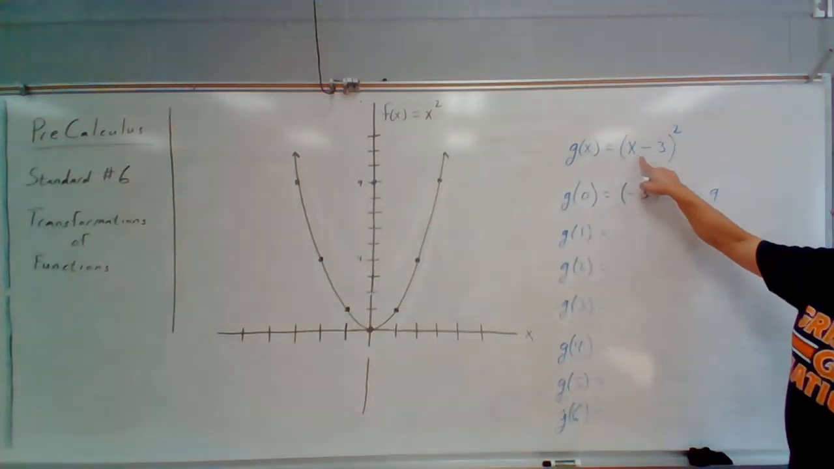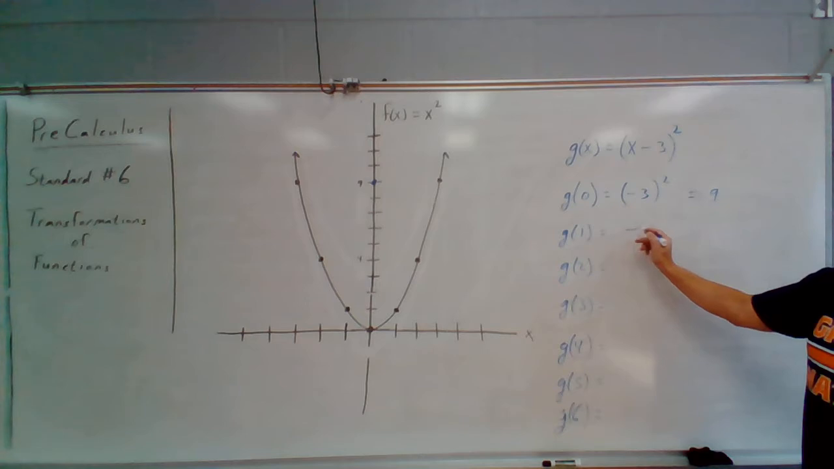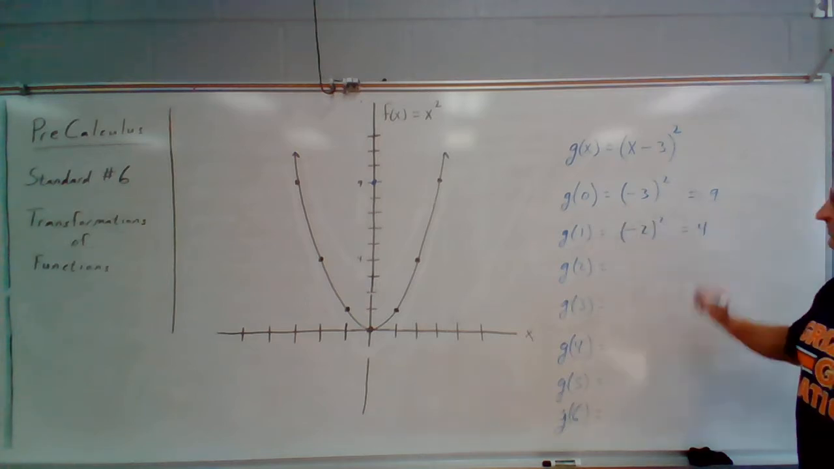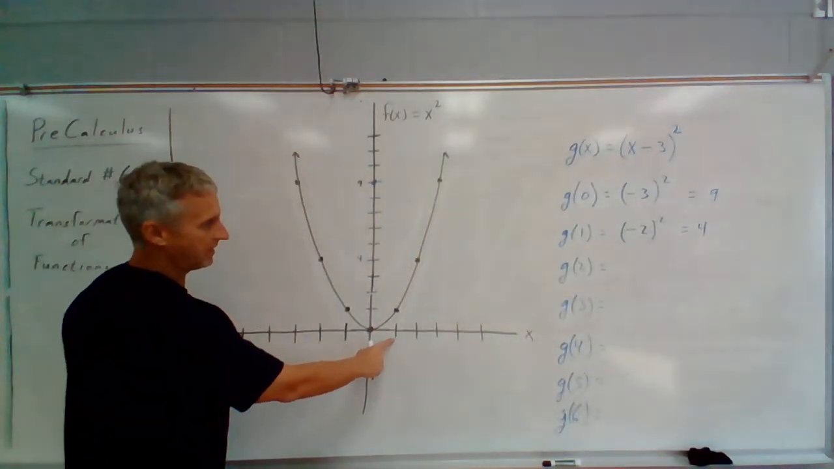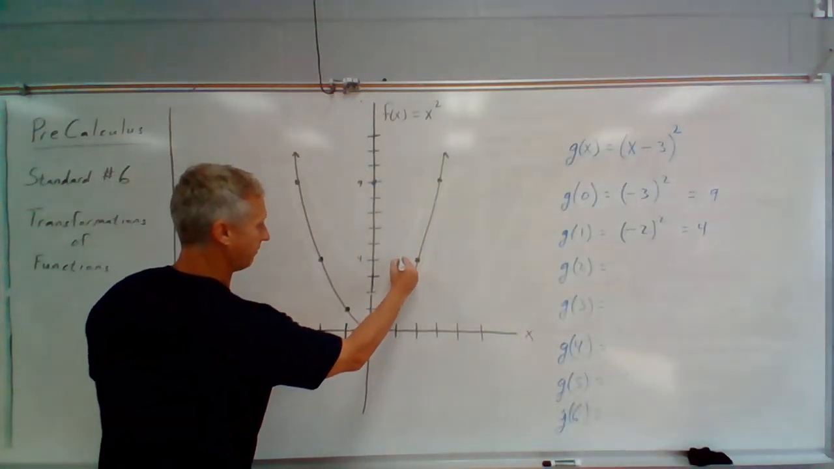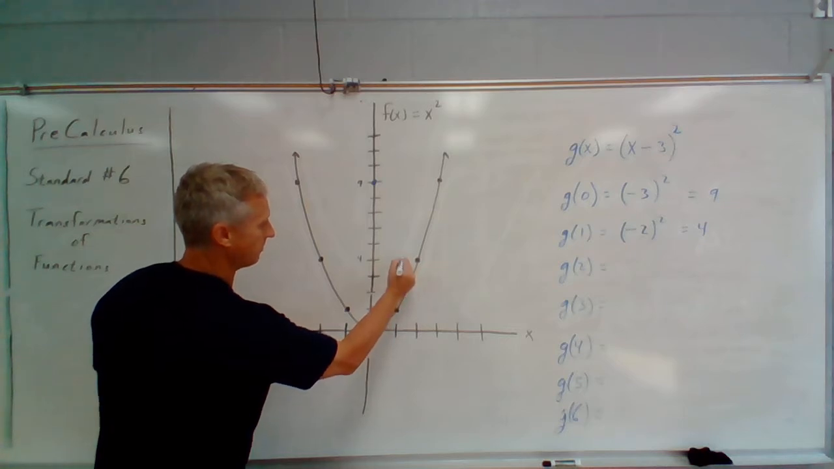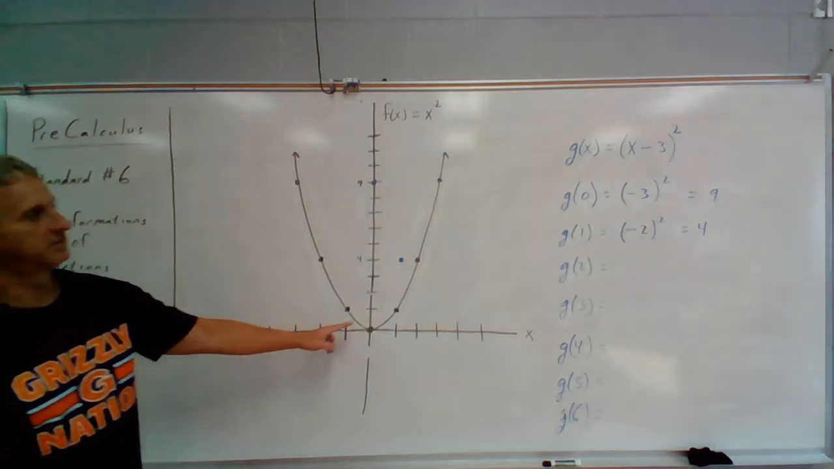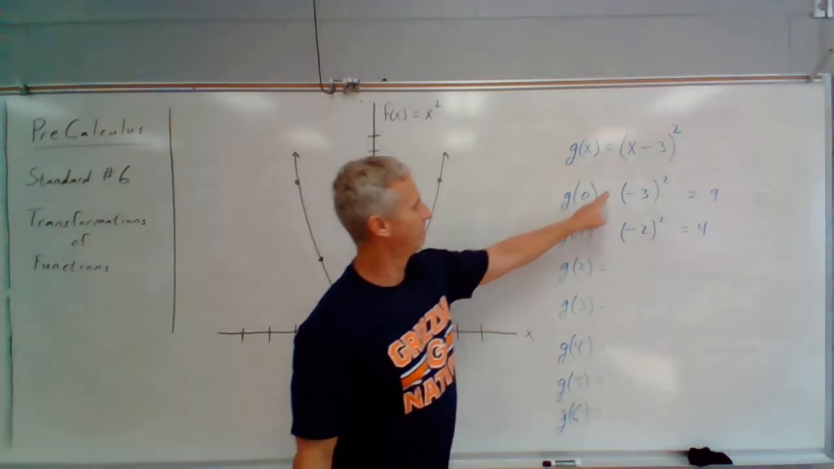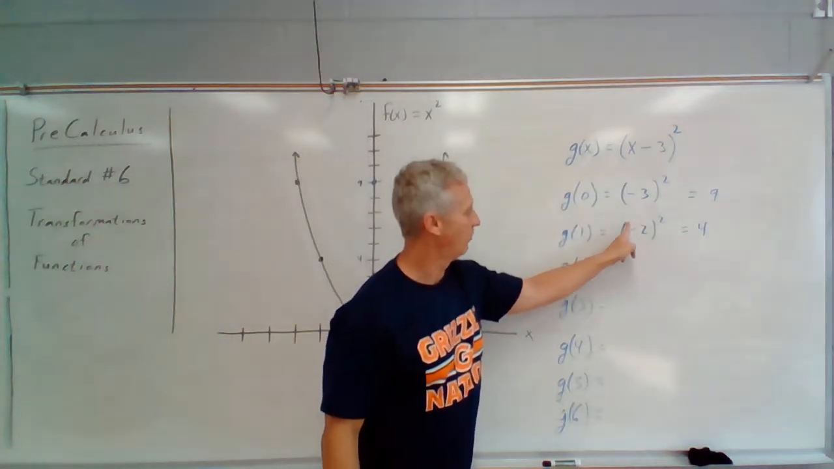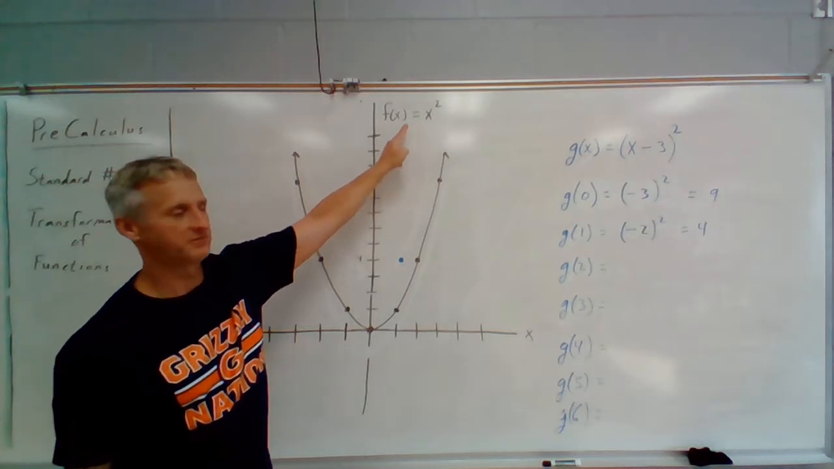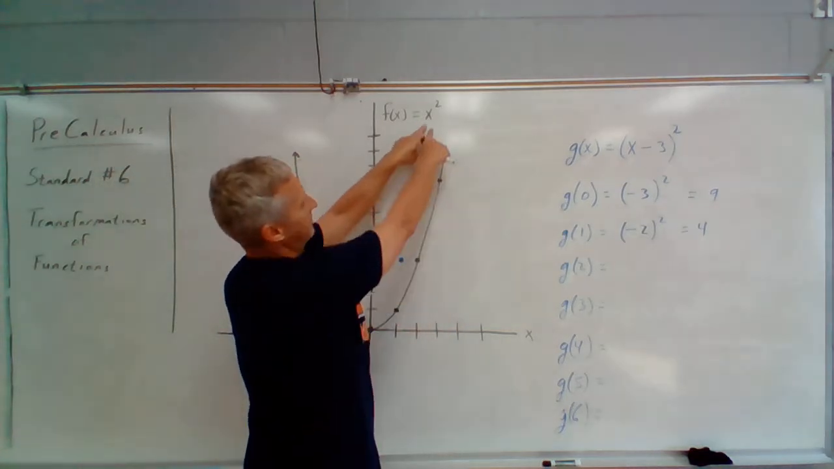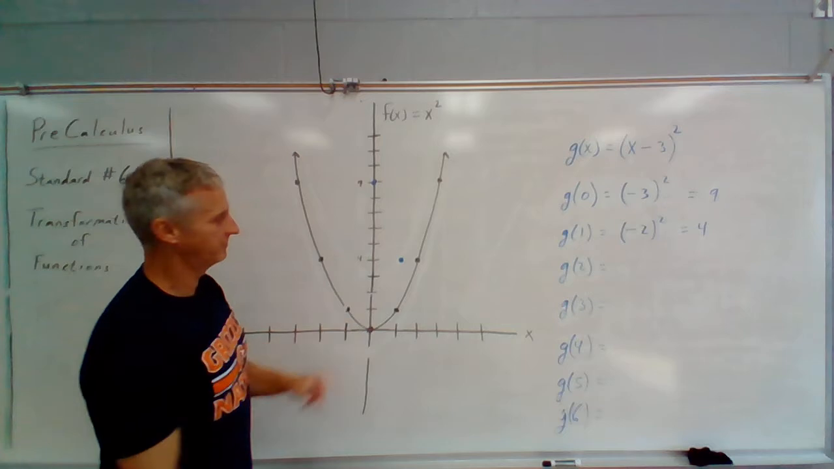So if I plug 1 in here, 1 minus 3 is negative 2 squared, which is 4. So if I plug in a 1, I get a 4. Notice that when I plug a 1 into this function, I'm doing the same thing as plugging a negative 2 into the original function. If I put a negative 2 here, negative 2 squared is 4.